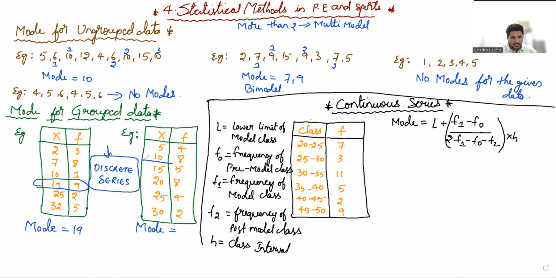Frequency of 10 is 8 and 20 is 8, right? So what is the mode?